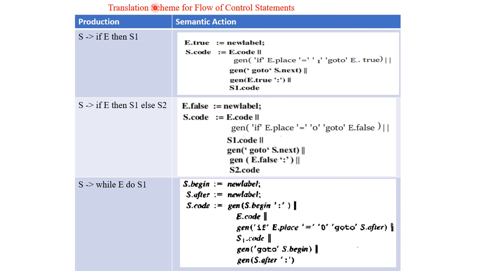Now the SDT for finding the three address representation for flow of control statement is concluded here. This represents the whole that we have discussed so far. This contains the production and the semantic actions.